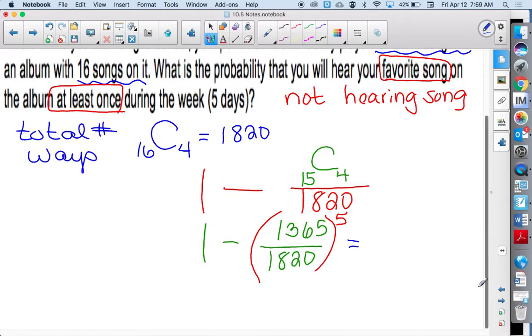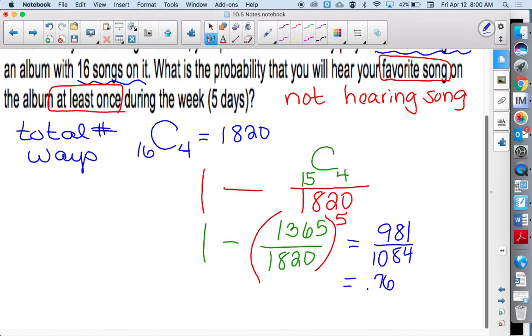Odette, what did you get? I got 181 and 1,024. And I think as a decimal, that's like 0.75? 0.76, it is one off. As a decimal, it's about 0.76. So about 76% chance that you'd listen to your favorite song at least once during the week, which is a pretty good chance of it happening.